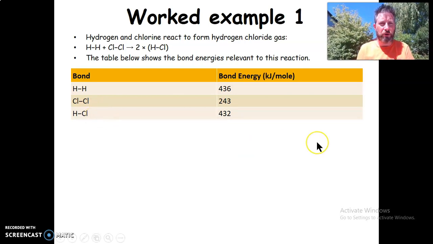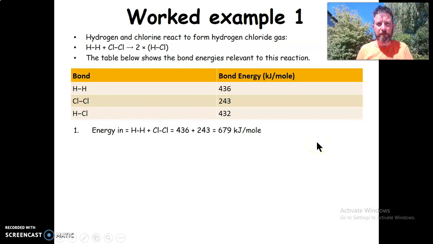So, step 1, what do we do? Energy in. So energy in, I've got an HH, I've got a ClCl. So I'm breaking that bond and that bond. So think of it a bit like algebra. What's the numerical value of that? Well, the numerical value of that is 436, so there it goes. Add, what's the numerical value of that? Well, that's chlorine, chlorine, so that's 243. 436 plus 243, 679. Okay.